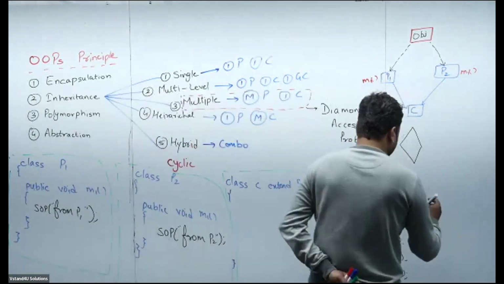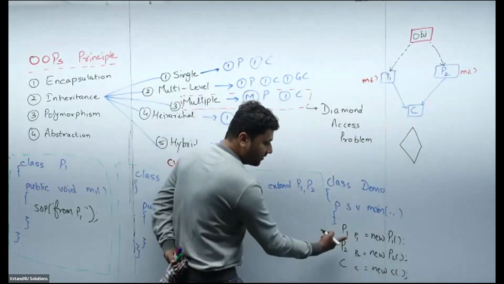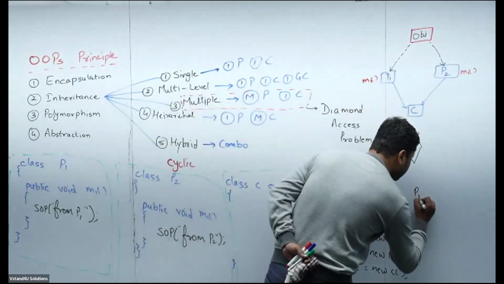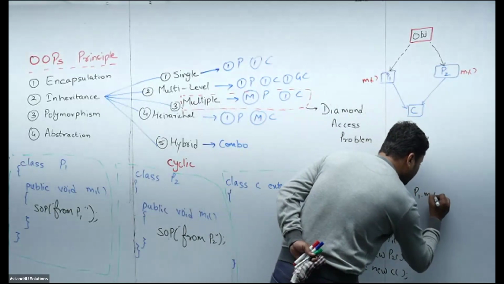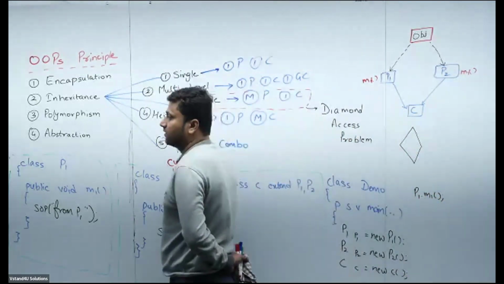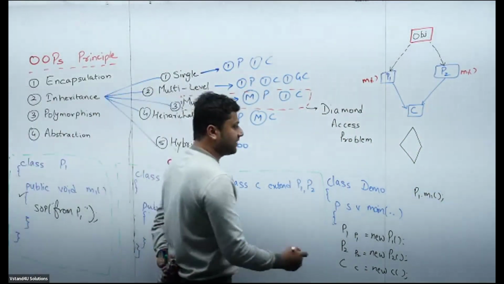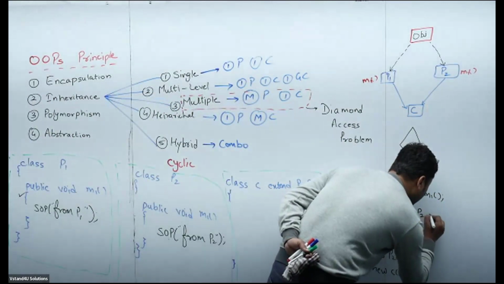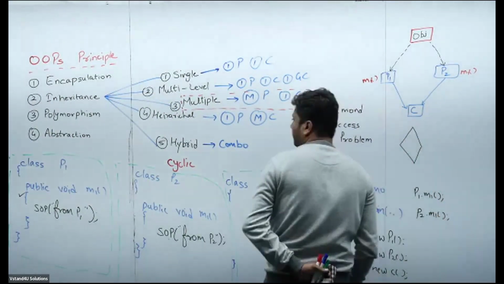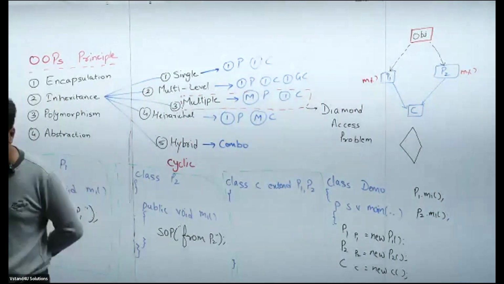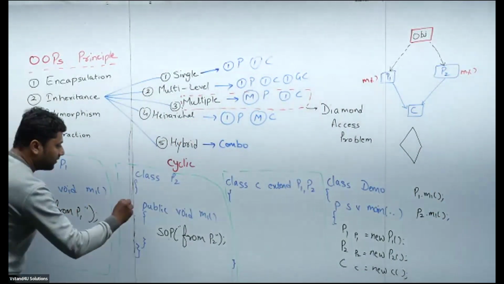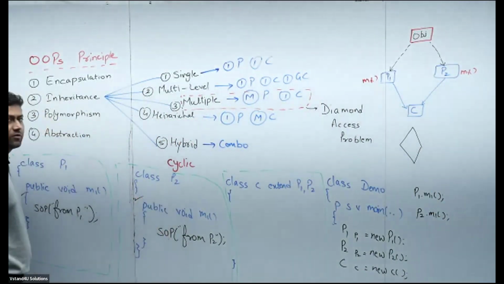Sir, if at all I'm calling P1.M1 right after this, then which one will be executed? Obviously, this one will be executed. If I say P2.M1, no doubt, what will be executed? Of course, our P2 class M1 method is executed.